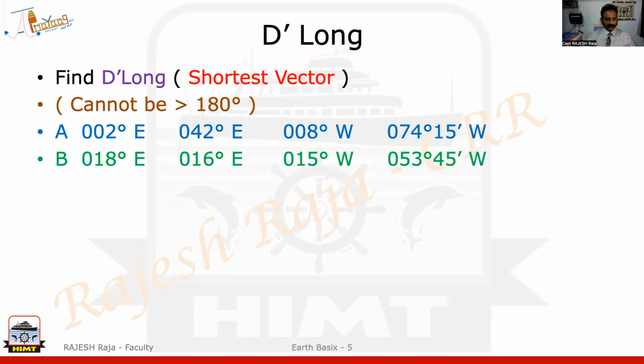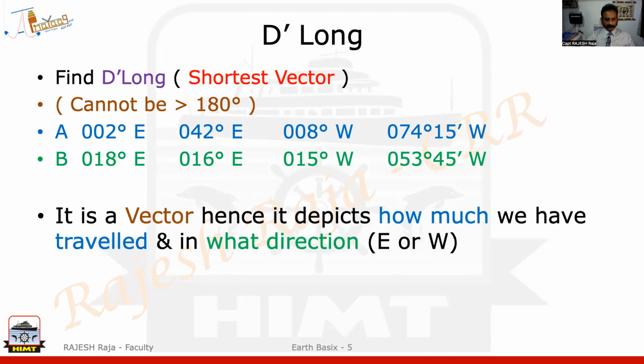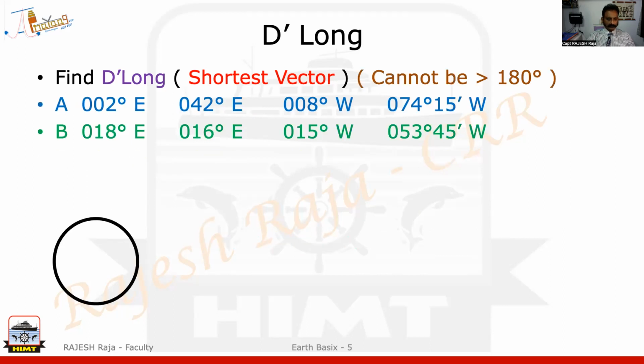So I'm going to take the first example of 002 degrees east to 018 east. This is a vector, hence it depicts how much I have traveled, that is the quantity, and in what direction I've traveled, east or west. I'm taking the first one, giving you the North Polar view. I'll always depict the Greenwich Meridian as well as your 180. So these are your two reference points.